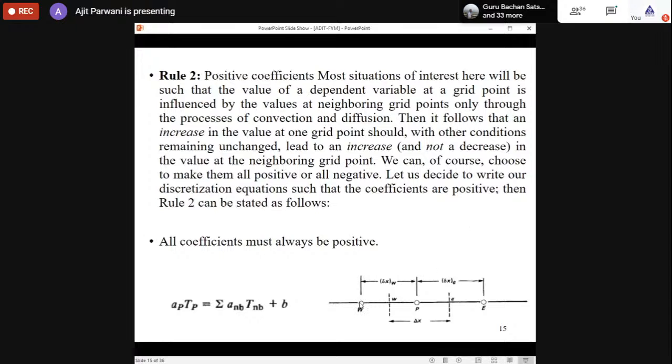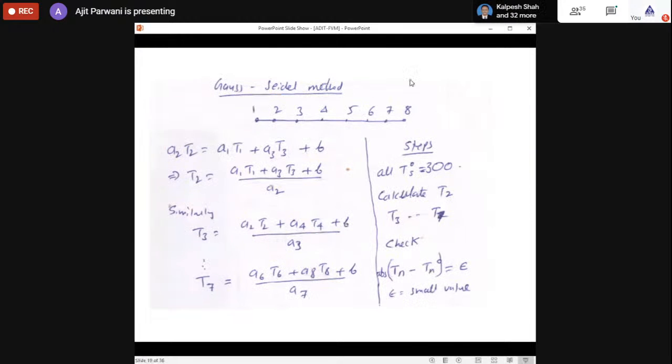Now we use this discretized equation at each and every node, and then we have n number of algebraic equations, and these n algebraic equations can be solved by using the Gauss-Seidel method. So what is this Gauss-Seidel method? It is an iterative method. It can be solved by the simultaneous method also, but it can also be solved by using an iterative method like Gauss-Seidel.